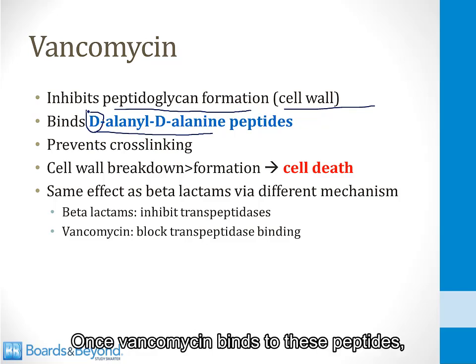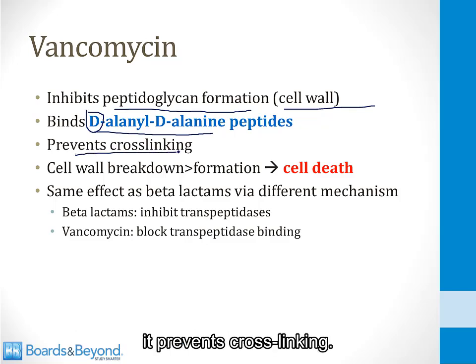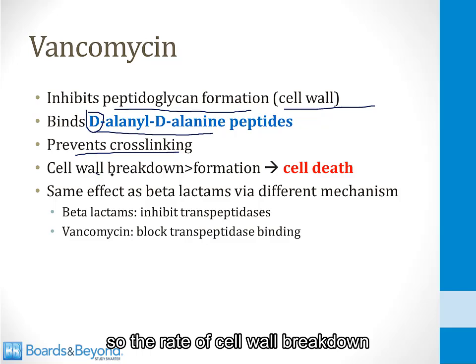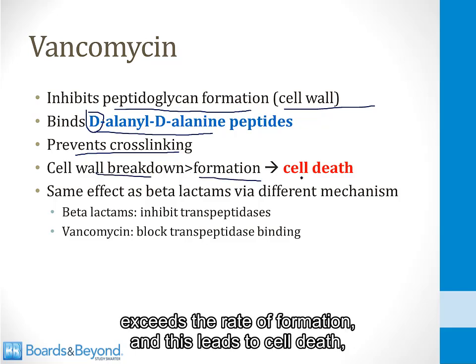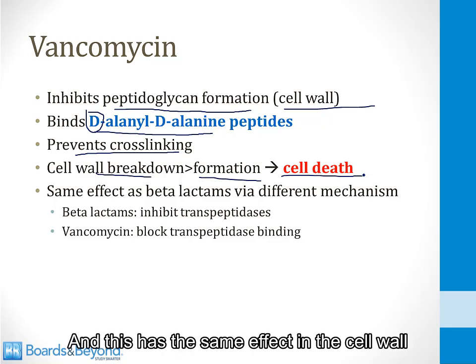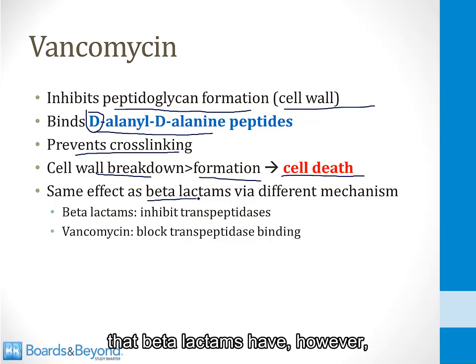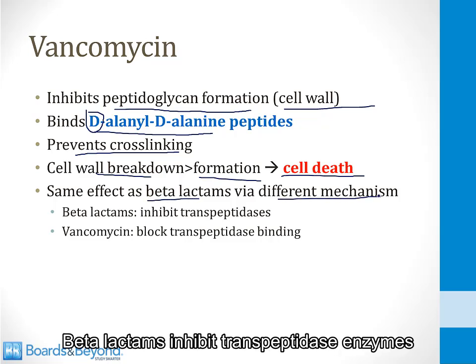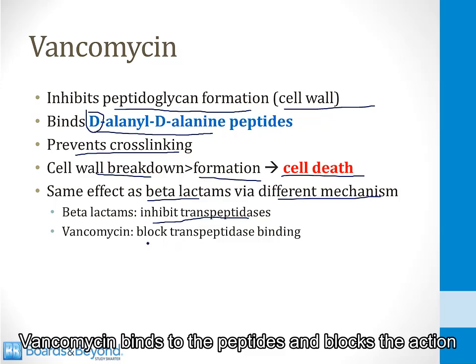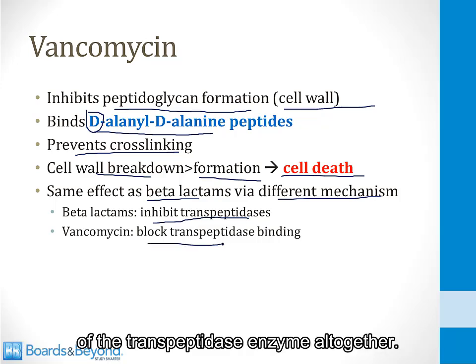Once vancomycin binds to these peptides, it prevents cross-linking. As a result, bacteria cannot form new cell walls, so the rate of cell wall breakdown exceeds the rate of formation, and this leads to cell death. Therefore, vancomycin is bactericidal. And this is the same effect on the cell wall that beta-lactams have, however, it's via a different mechanism. Beta-lactams inhibit transpeptidase enzymes that cross-link these peptides. Vancomycin binds to the peptides and blocks the action of the transpeptidase enzyme altogether.